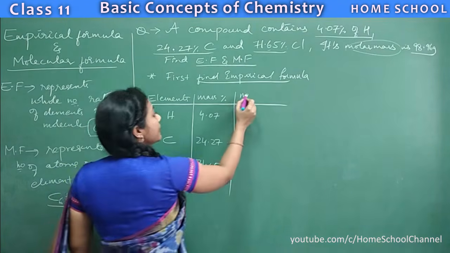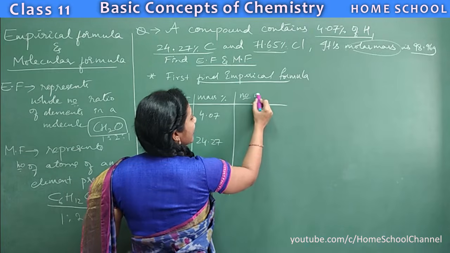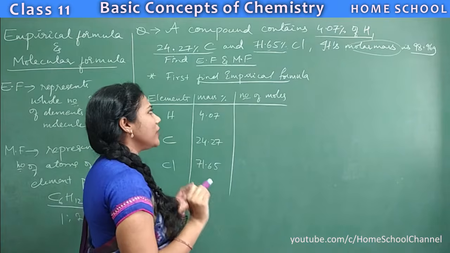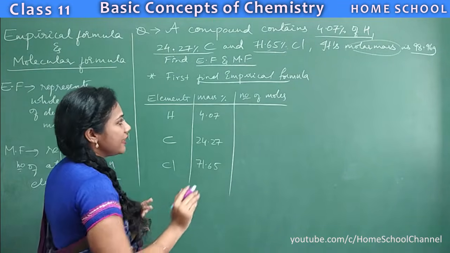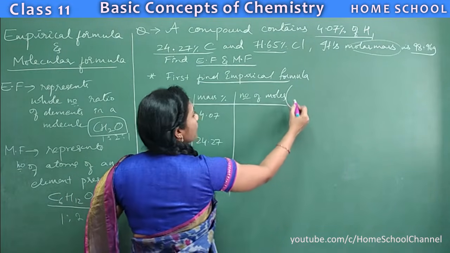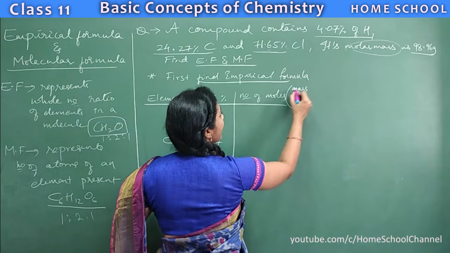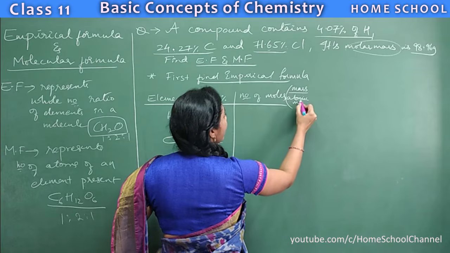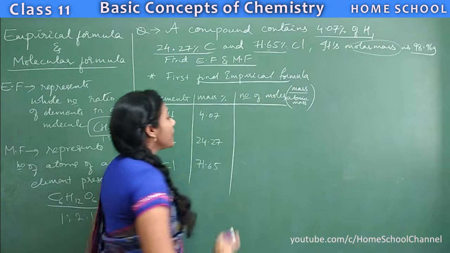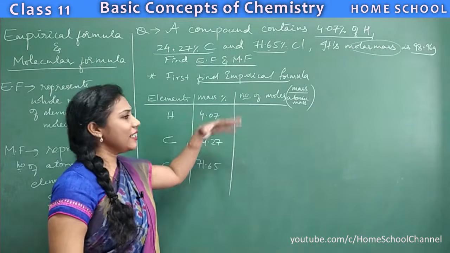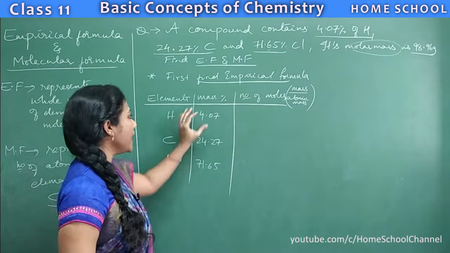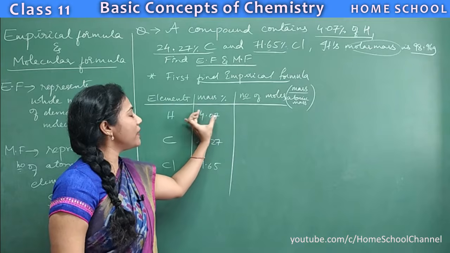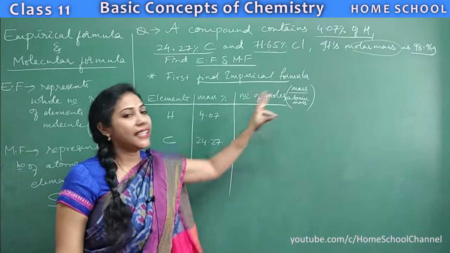In the third column, you need to calculate the number of moles. We all know how to calculate the number of moles, isn't it? It is mass divided by atomic mass. Now what is the mass? We are calculating for 100%. So what is the mass of hydrogen? Whatever mass percent value is given, that much you have to take as the mass.